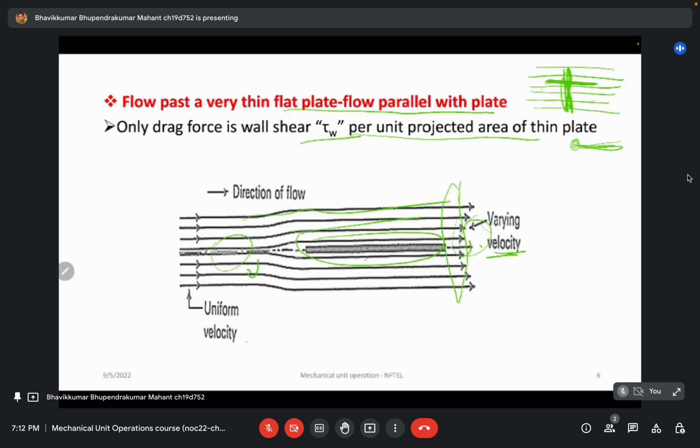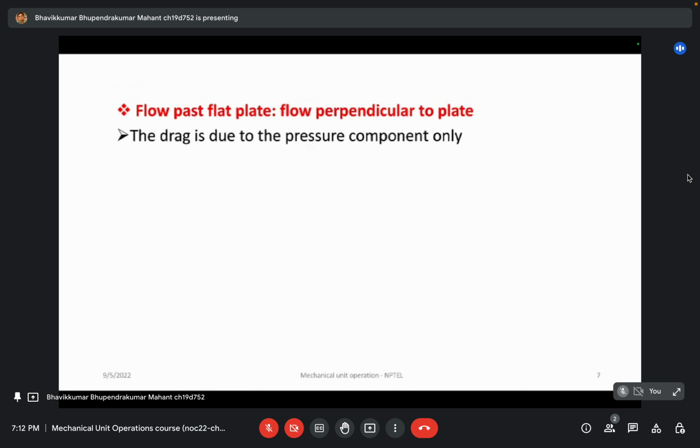So if we put a very thin plate in between the flow, then you can consider this kind of effect may be there. And another phenomenon, as you consider, if we put the thin plate in the vertical condition, then when we go for the horizontal condition, only form or wall drag is there. When we consider the vertical direction, then the drag is due to the pressure component only.